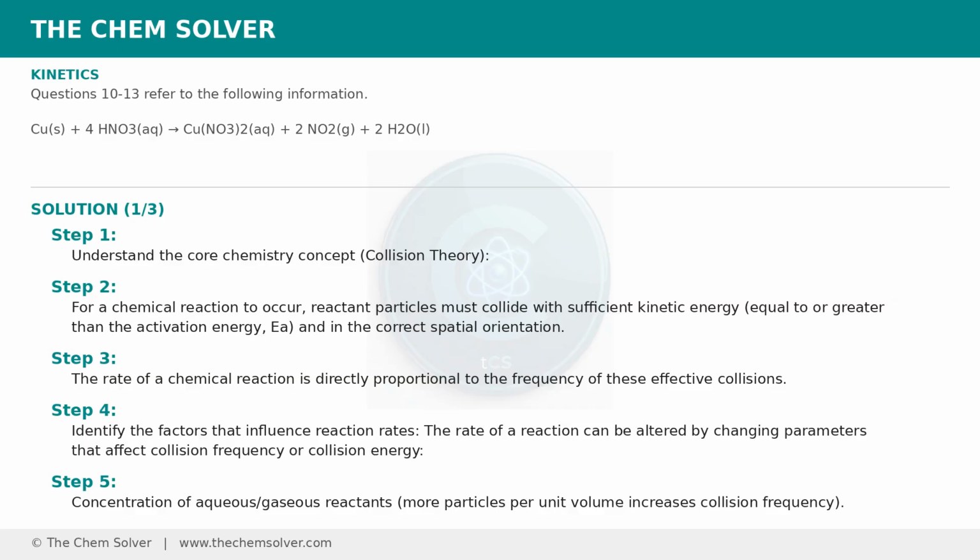Understand the core chemistry concept. Collision theory: for a chemical reaction to occur, reactant particles must collide with sufficient kinetic energy, equal to or greater than the activation energy, EA, and in the correct spatial orientation. The rate of a chemical reaction is directly proportional to the frequency of these effective collisions.